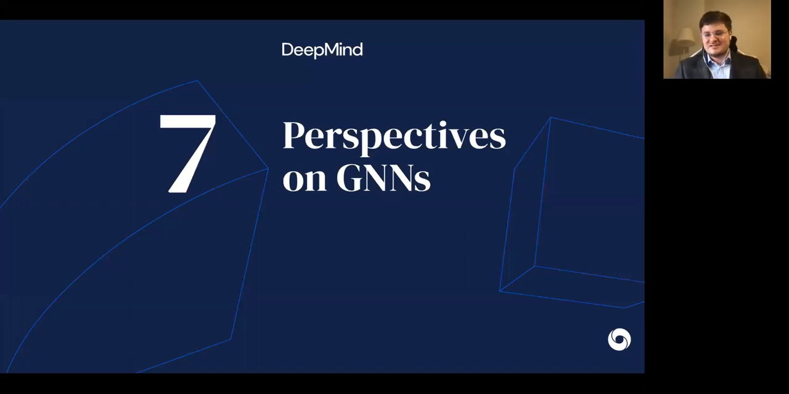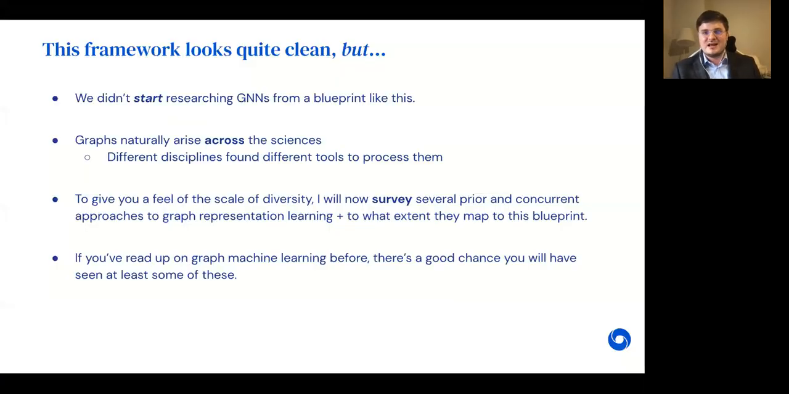So now, once I have covered this basic blueprint and the 3 basic ways in which you can instantiate it, you can see that presented in this way, it looks quite clean. But one thing you can remark is that we didn't actually start researching graph neural networks from a blueprint like this. And if you've studied graph neural networks, especially a few years ago, you haven't seen them presented in this particular way. You might have seen a perspective like spectral versus spatial, or deep walk and node2vec, or something like this. And the reason for that is that graphs very naturally arise across the different branches of science, and different disciplines have found different tools to process them.